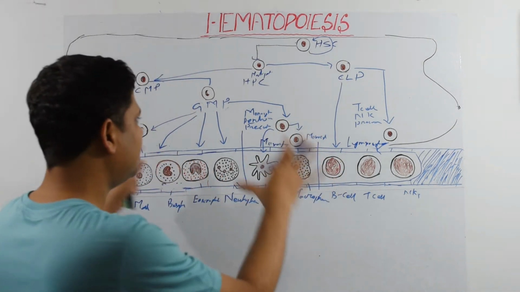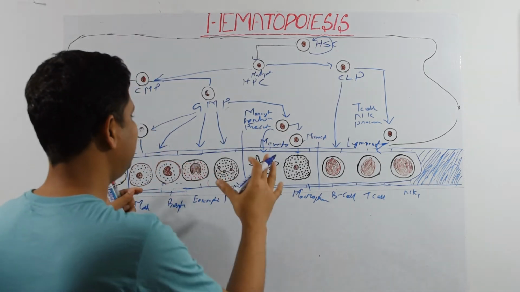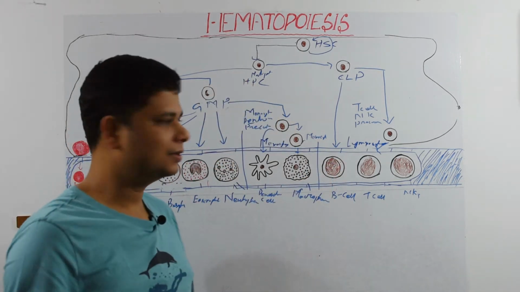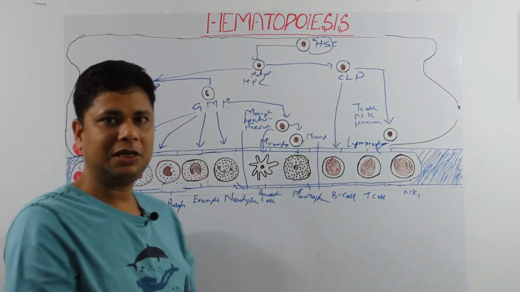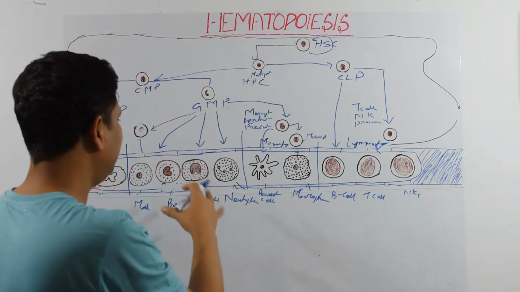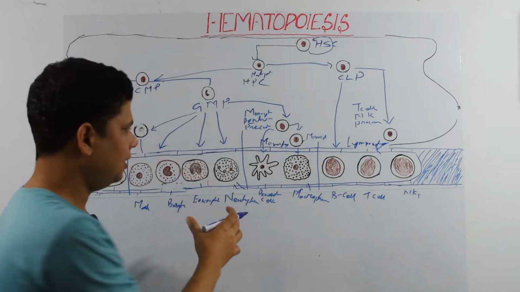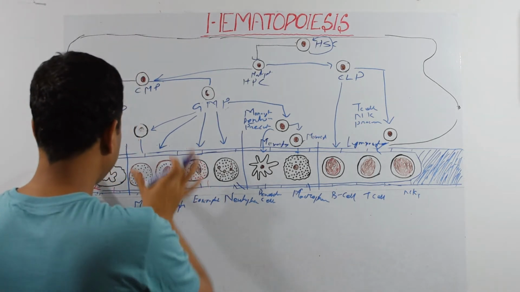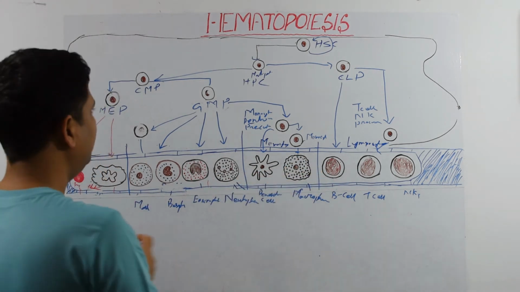So this is the common and brief process of hematopoiesis. The main part of hematopoiesis happens in bone marrow. After the differentiation, they are transported and they come to the blood.